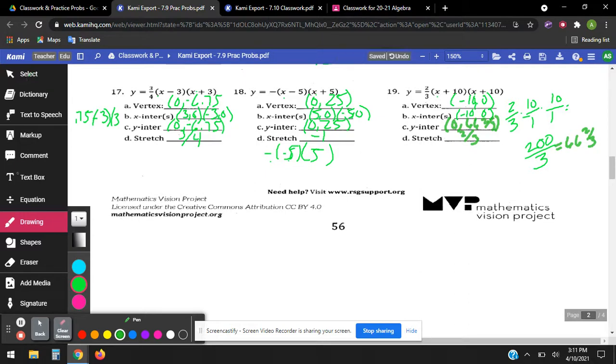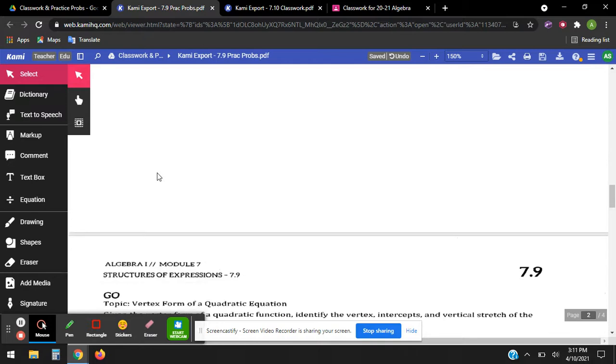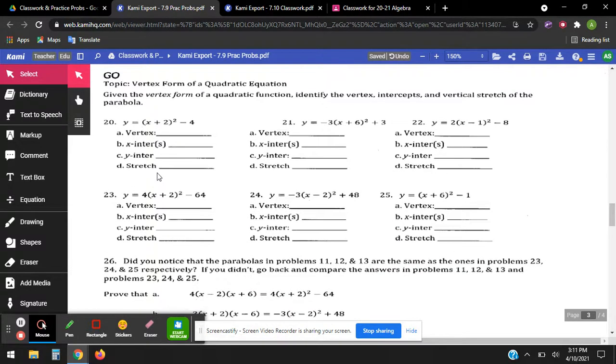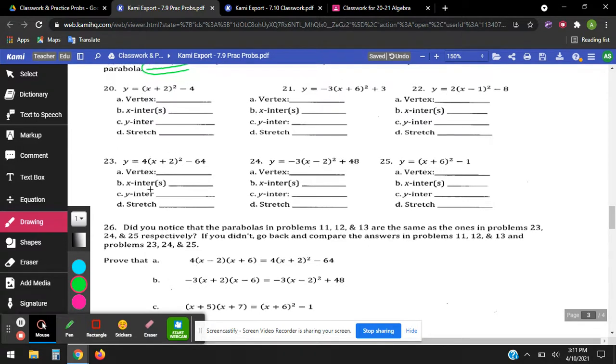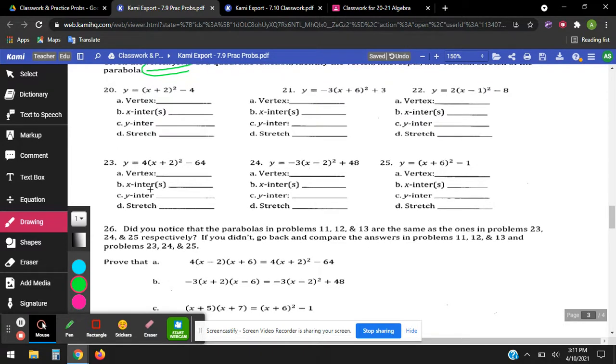Okay, scroll. Okay, so now we have vertex form. So let's find all these using vertex form. So we know with our vertex form, H and K make up our vertex. So this is -2, -4. That works out.